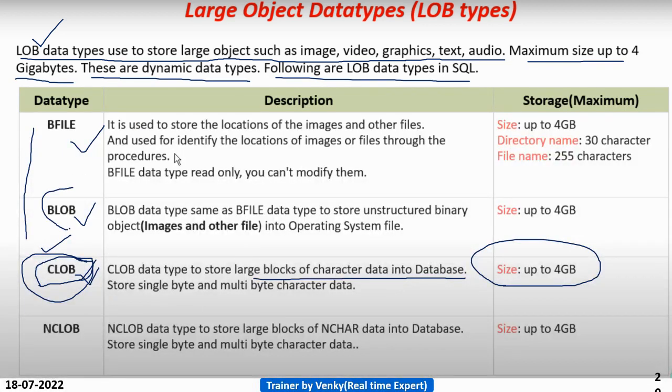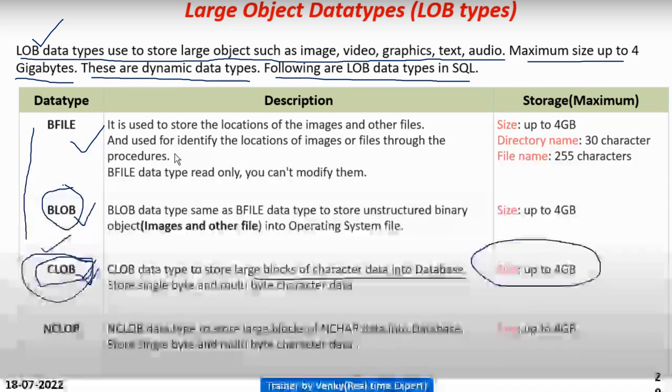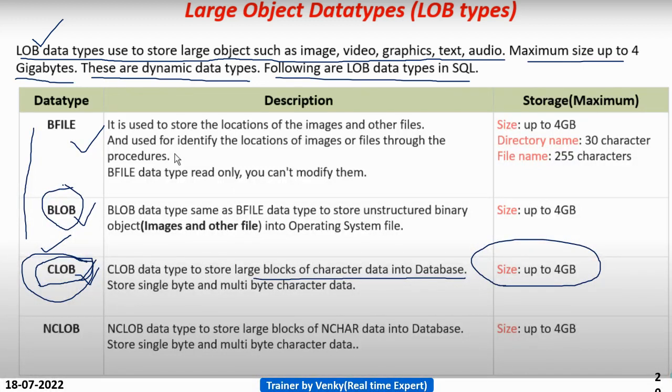Clear, guys? Next, BLOB. BLOB is binary large objects. What is binary data, guys? Binary data means, can we have any structure to the binary data? Yes or no?